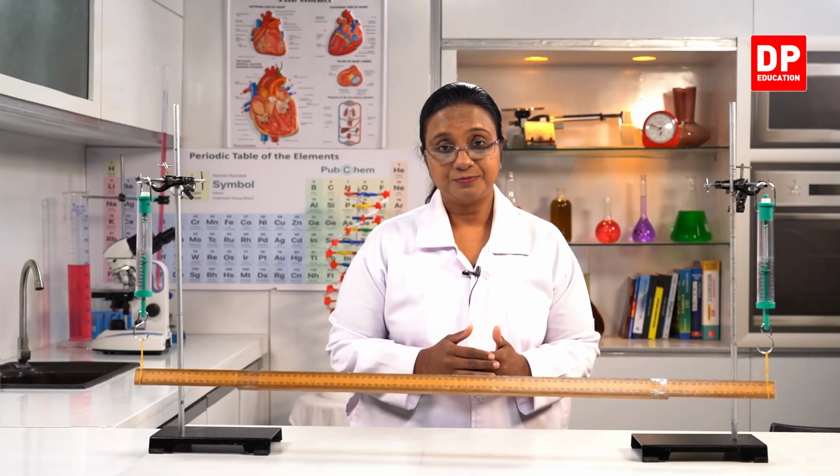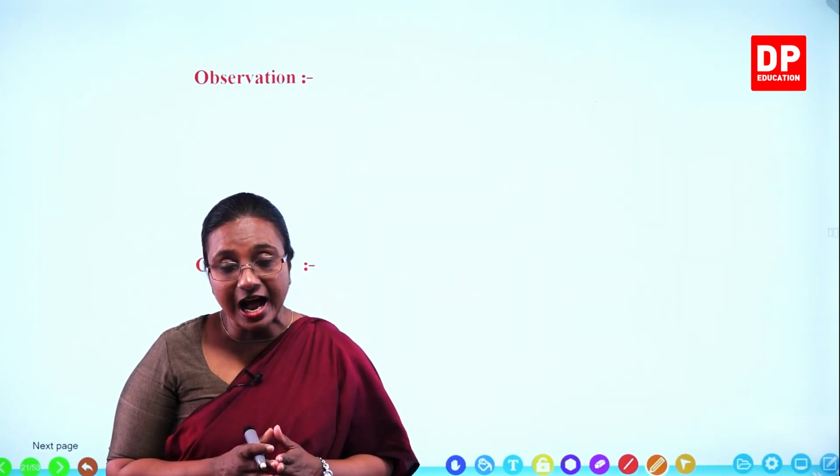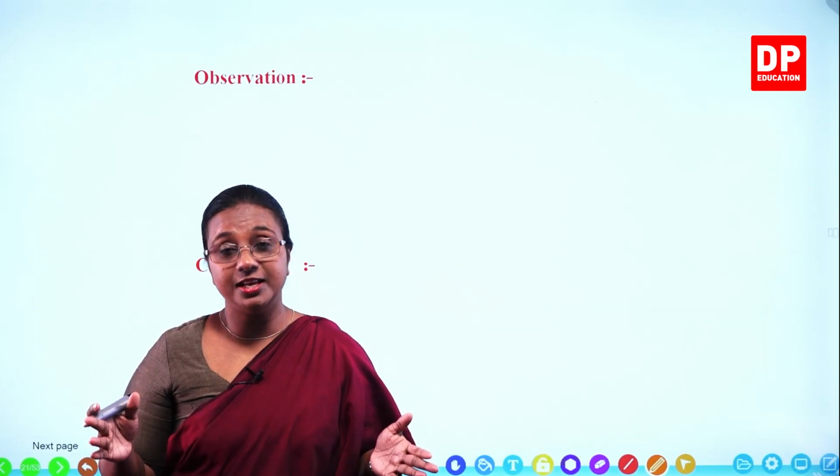So those are the three coplanar forces. Okay, students, did you all observe the activity clearly? What was the weight of the meter ruler? I told you all it is 300 grams. So when you convert it to newtons, it's 3 newtons.